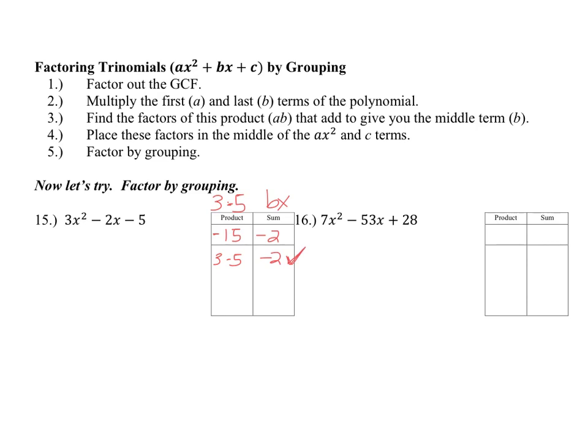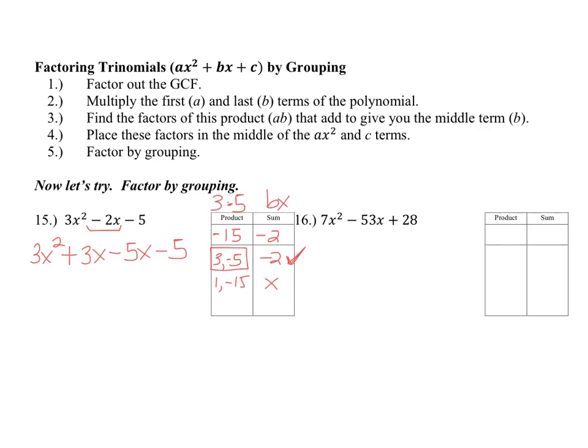Oh, look, I found it. I found it on the first try, which doesn't always happen. If that didn't work, I would try 1 and negative 15. That one doesn't work. Okay, so now what that means is my two middle terms are 3x and negative 5x. So I come back over to the problem, and I'm basically just splitting this up into 3x and negative 5x. So I'm rewriting the problem as 3x squared plus 3x minus 5x minus 5. And honestly, it doesn't matter if you put the 3x first or the negative 5x first. You'll end up with the same answer, just in a different order, okay?